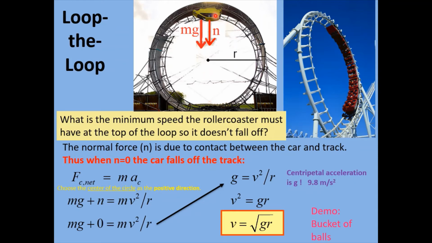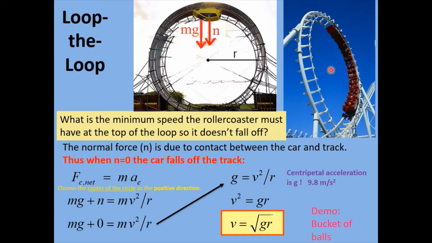And again, that makes sense, because if we weren't going quite fast enough, we would start to fall, and we would be accelerating with the acceleration due to gravity, which is g, or 9.8. So let's solve this equation for v. We multiply both sides by r, so we get v squared equals g times r, and we take the square root. So the minimum speed required for a safe ride is the square root of g, which is 9.8, times the radius of the loop. In this picture, the radius is this distance here. For our roller coaster, the radius would be something like here up to the top.